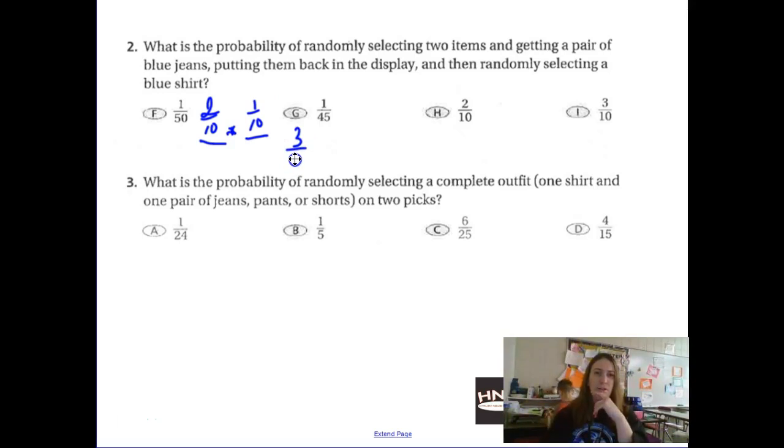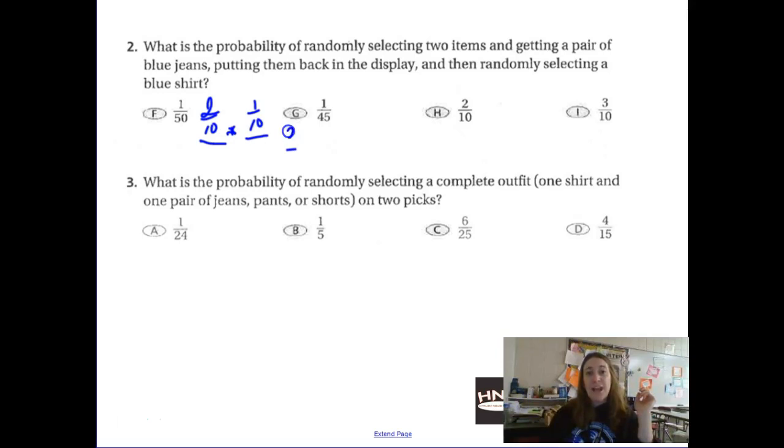Oh, wait, something's not right, Abruzzo. What did I do? Getting a pair of blue jeans, putting them back in the display, and then randomly selecting a blue shirt. It did something dumb. Aw, I quit. See, aren't you glad I'm not here today? What number is this? Oh my gosh. That cute child behind me distracted me.